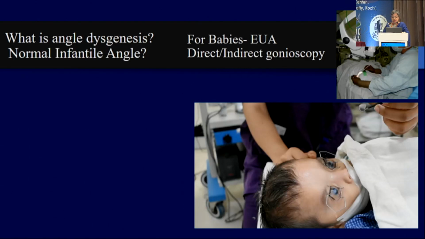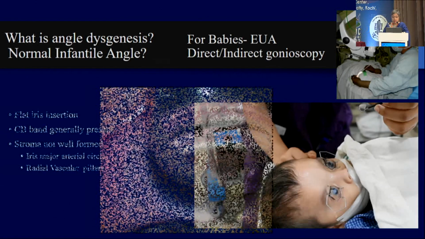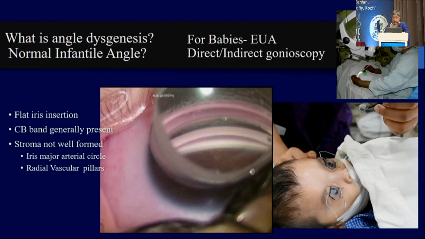So, what is a normal infantile angle? The normal infantile angle looks like this. There's a flat iris insertion. The ciliary body band is usually present and it's a very translucent trabecular meshwork, though the stroma is not well formed. But then you have an iris major arterial circle, and the radial vascular pillar. So, you can see that.